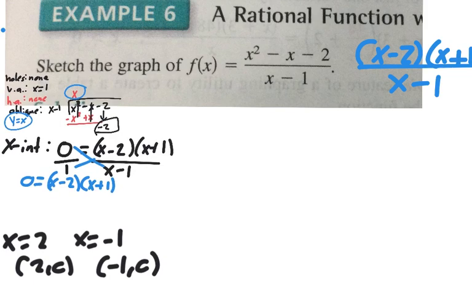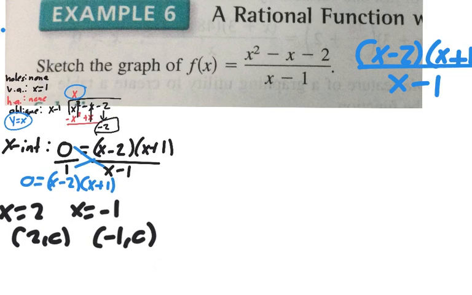Okay. Next thing I need to look for, y-intercepts. Y-intercepts happen when x is 0. So this would be 0 minus 2 times 0 plus 1 over 0 minus 1. So that's negative 2 over negative 1, which is just 2. So my y-intercept is at 2, so I can write that as (0, 2).